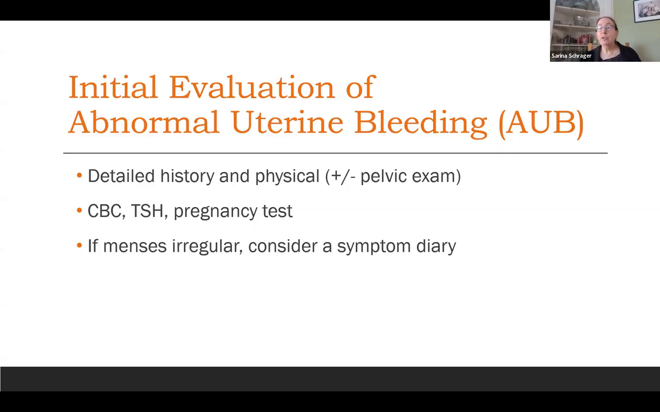If the menses is irregular, you can consider having the patient do a symptom diary, a monthly diary, to get a sense of how often they're having periods and whether they have premenstrual symptoms. That would give you a clue as to whether they're ovulatory or anovulatory cycles, and also helps give the patient a sense of what's really happening. I hear a lot of people coming in saying, oh, my periods are irregular, and then when you have them do a diary, they're maybe off a day or two every month, and it really fits within the normal range.